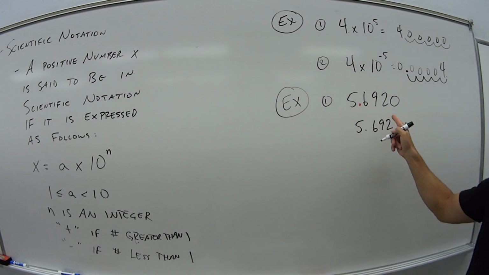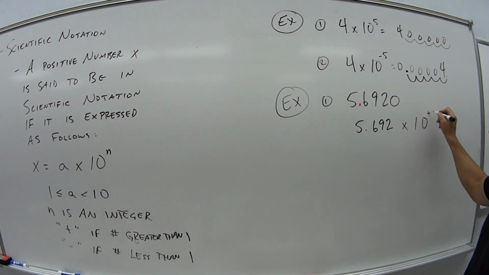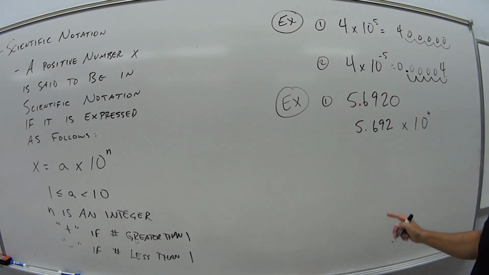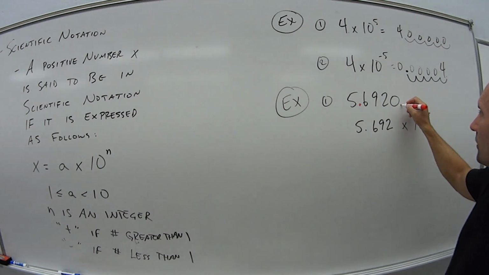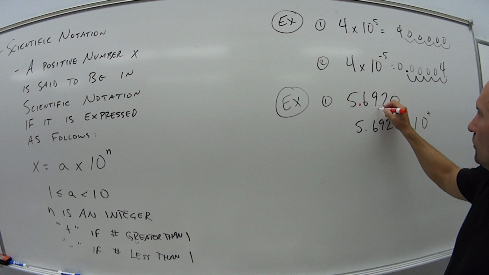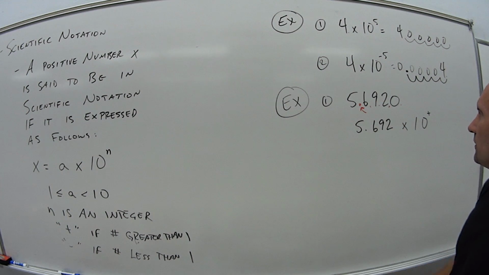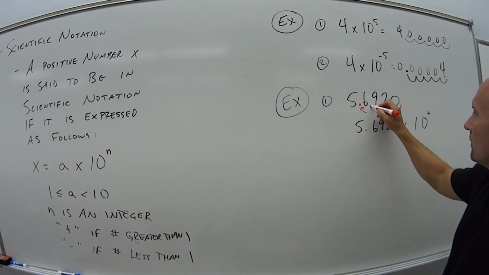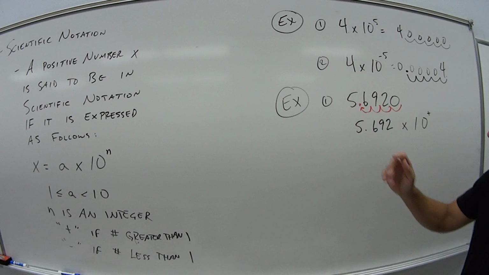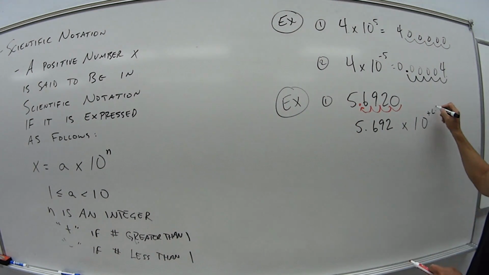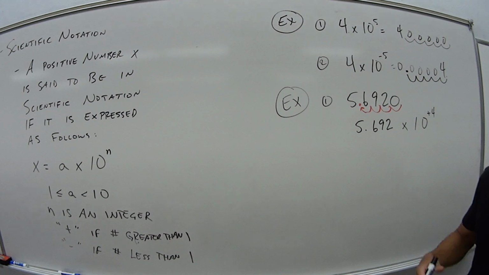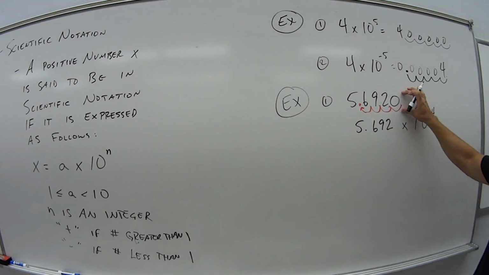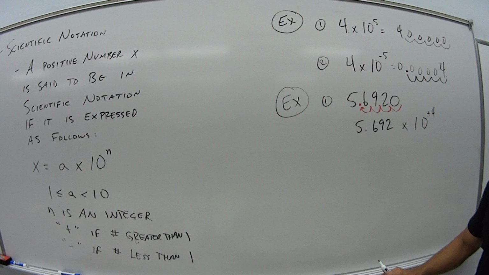This number is bigger than 1, so I know it's going to have a positive exponent. And how many places did I have to move? The decimal was here to start. I moved 1, 2, 3, 4 places. Because I had to move 4 places over, it's going to be 5.692 times 10 to the 4th. That's how I would write this number in scientific notation.